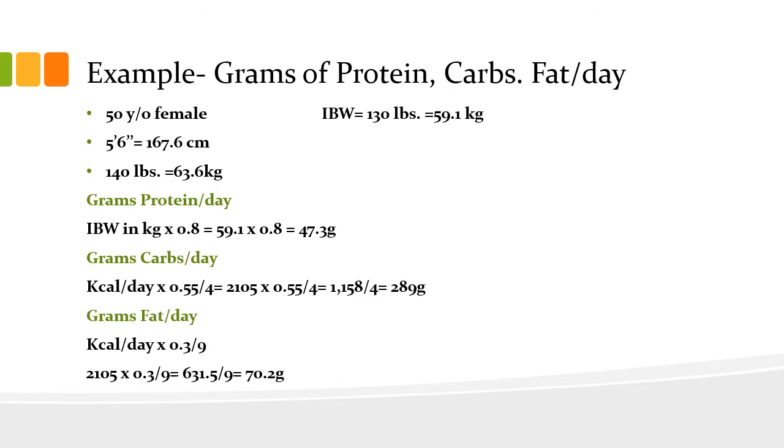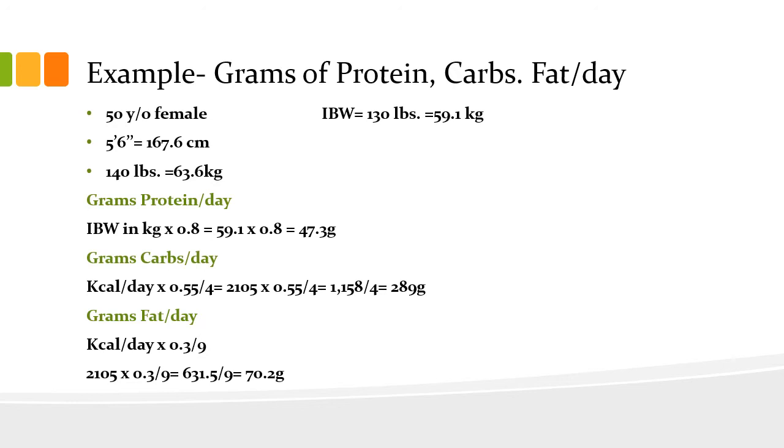So let's figure out the ideal grams of protein a day for this person. Take the ideal body weight in kilograms times 0.8. This gives us 47.3 grams of protein needed for this female a day.